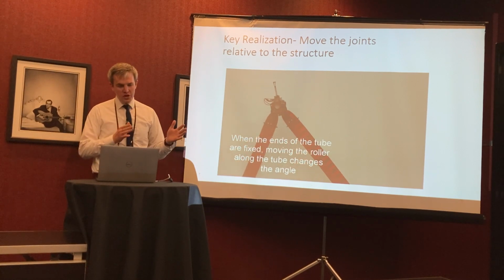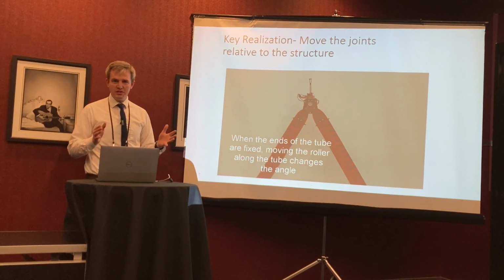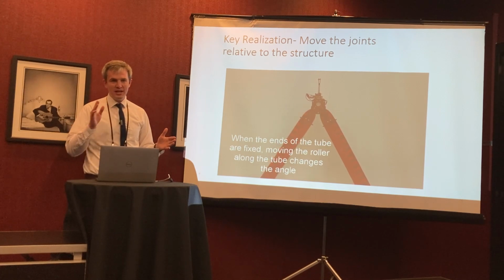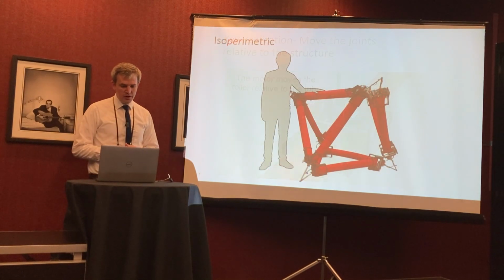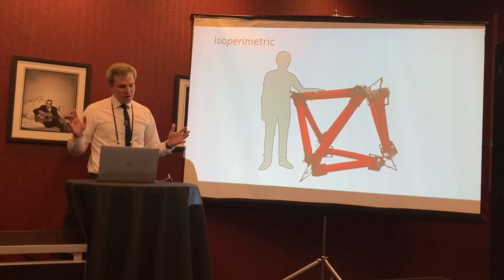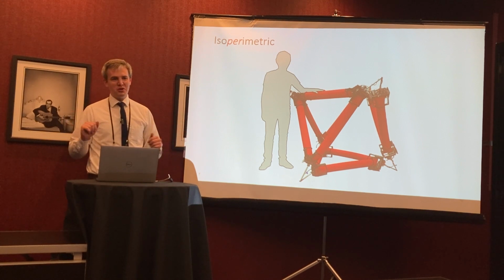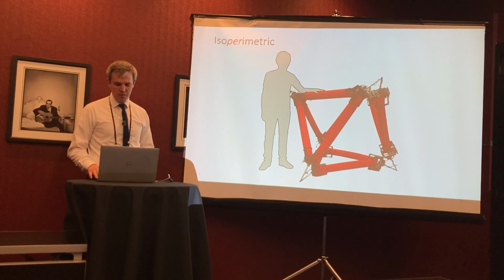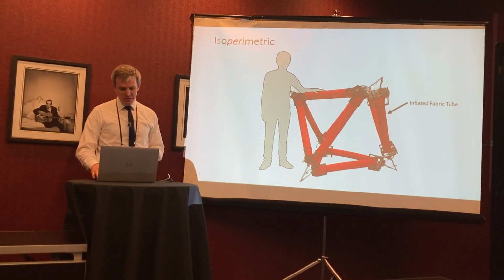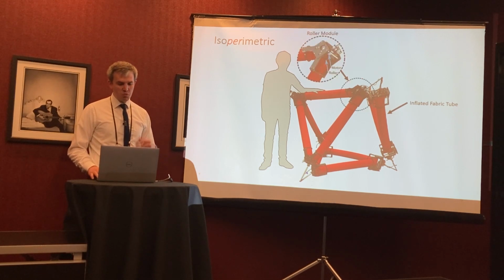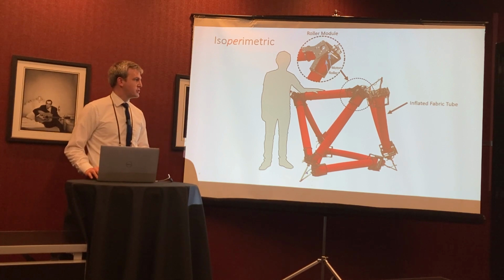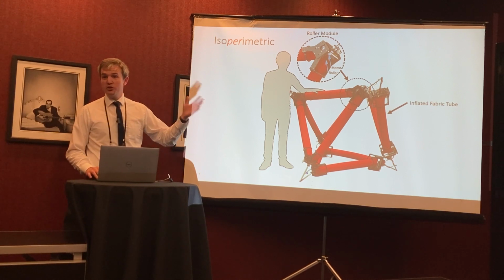And then by driving that joint back and forth, we can change the relative edge lengths of a triangle while maintaining the overall constant perimeter of the triangle. So when coming up with it, we tried to call this an isoperimetric robot because it's maintaining a constant perimeter across different motions. Its fundamental components are that it's made of inflated fabric tubes. It has these robotic roller modules that drive in 1 degree of freedom back and forth along a tube. And they're powered by a standard DC motor.